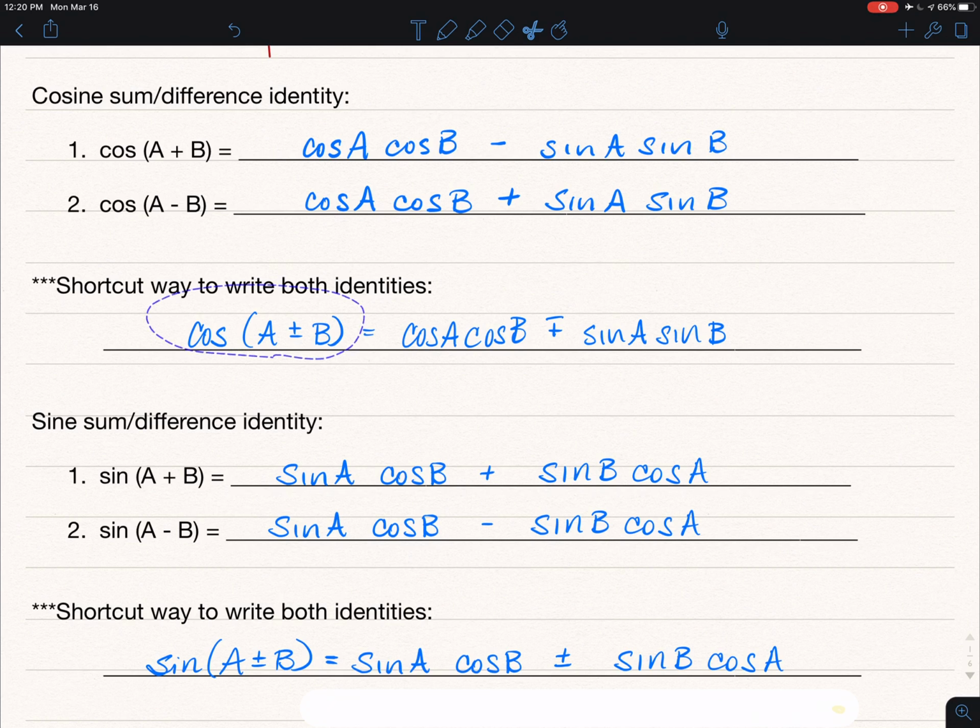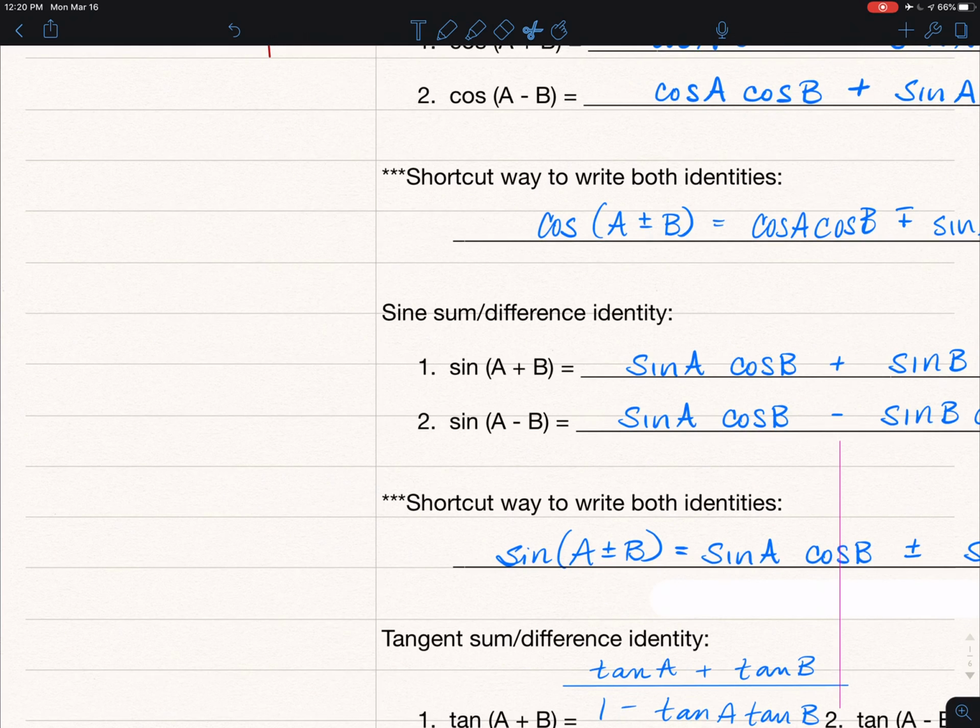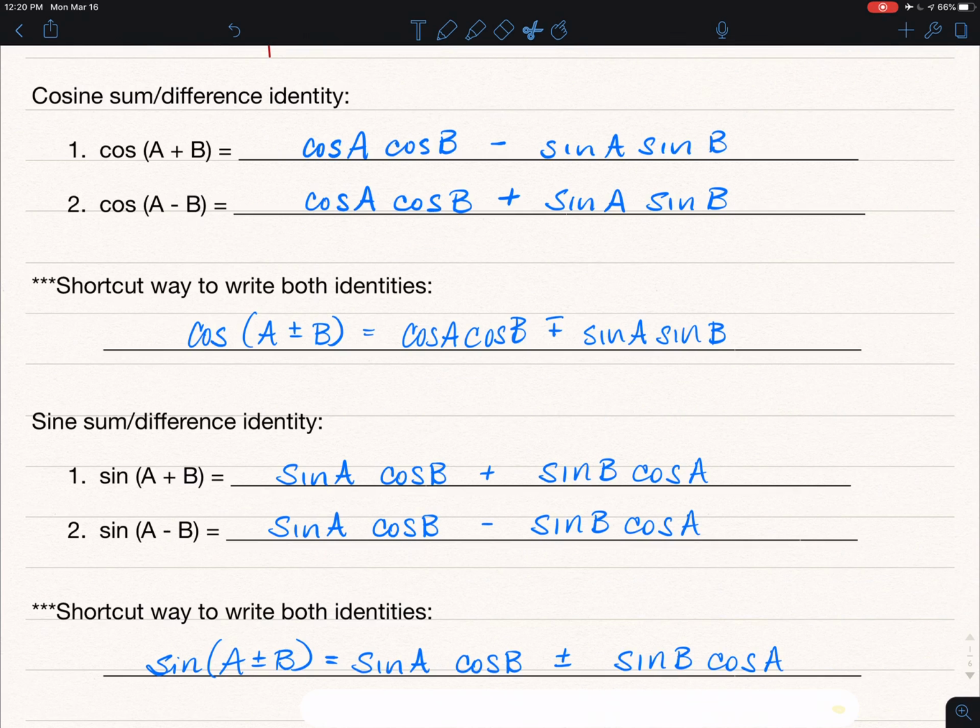Whenever I'm dealing with the cosine of a sum or the cosine of a difference, you will hear me say cos cos minus or plus sine sine. By the way, notice that the pluses and the minuses do not match up. That is intentional. So cos cos minus or plus sine sine.